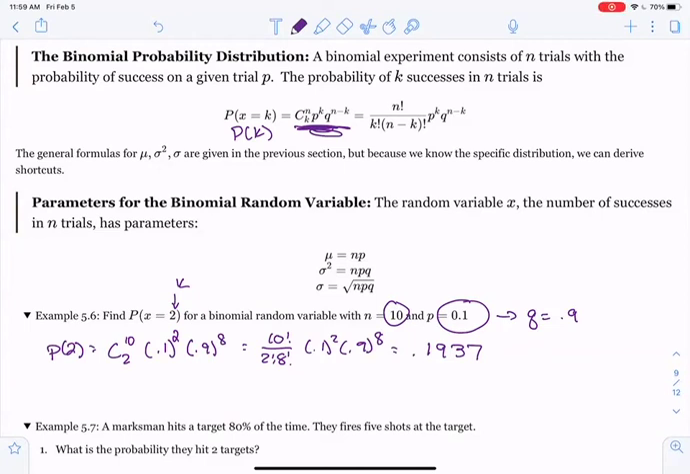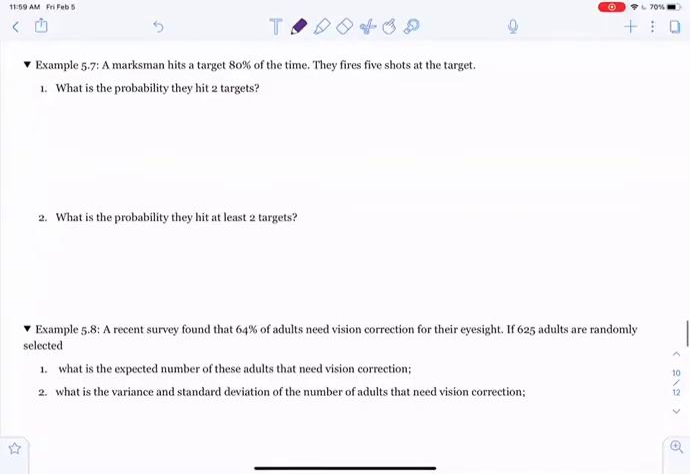All right, let's do a slightly more involved example. Let's say a marksman hits their target 80% of the time, and they fire 5 shots on the target. What is the probability they hit 2 targets? In this case, we're told P is 0.80 and N is equal to 5. I want to know the probability that they hit 2 targets. So again, that's just P of 2.